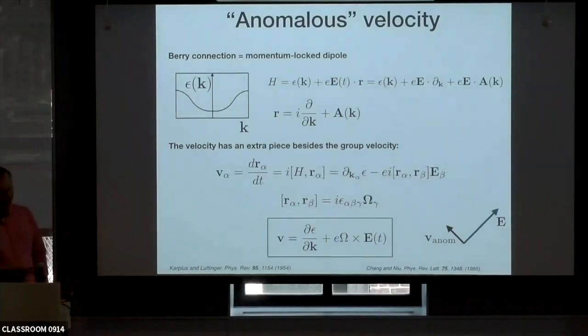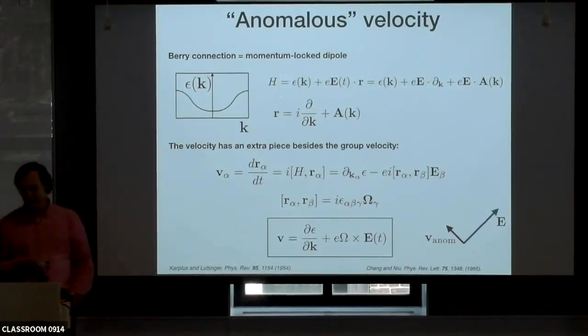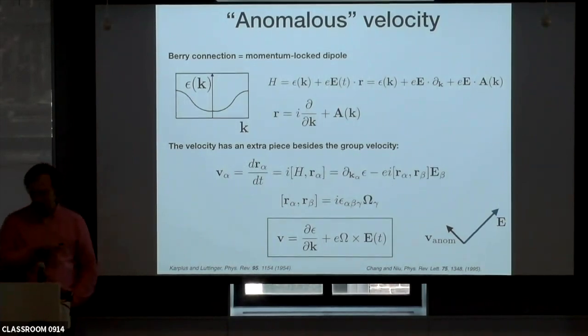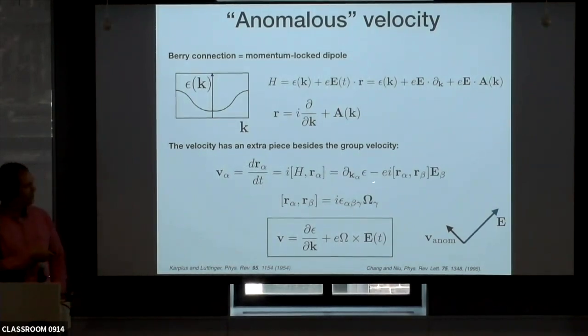So once you know that representation of the position operator, it is basically a two-line exercise to derive this famous formula for the anomalous velocity. So take the Hamiltonian of a single Bloch band coupled to a uniform electric field. And so the velocity is just the derivative of the position with respect to time, which you can compute just by taking the commutator with the Hamiltonian, and you'll find two pieces.